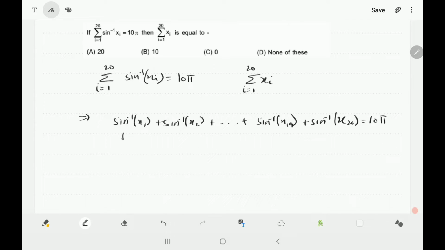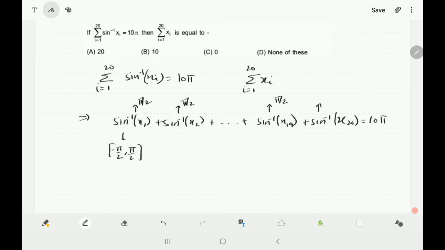Now we already know that every sin inverse x term will lie between minus pi by 2 to pi by 2, closed interval. So the sum of all these terms will be 10 pi in only one case, when each individual term takes its maximum value. If each individual term doesn't take its maximum value, the sum cannot be 10 pi.